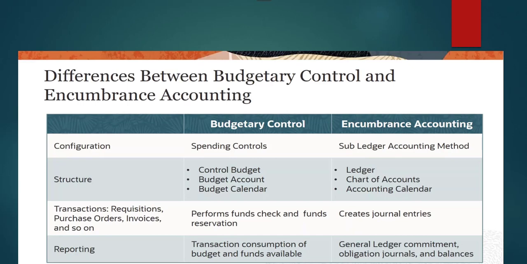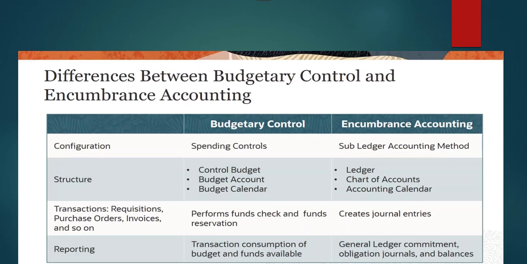It maintains budgetary control balances for expenses or expense accounts, including the budget, the funds reserved, so your commitment, obligation, and expenditures, and the funds available balances based on the budget calendar and the control budget structure, or the chart of account segments that you are controlling by, without journal entries.